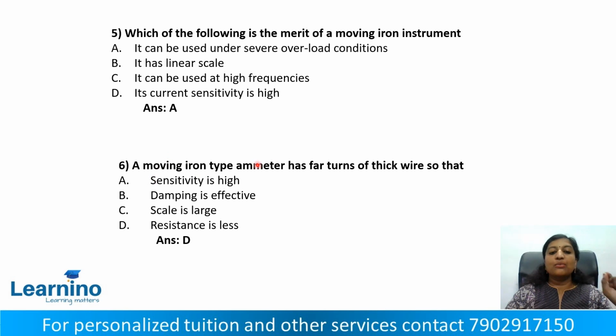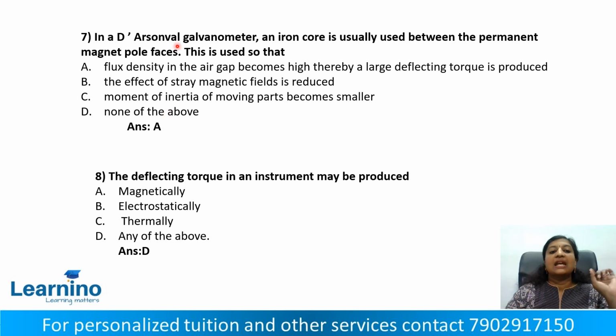Question number 6. A moving iron type ammeter has 4 turns of thick wire so that sensitivity will be high, damping is effective, scale is large, and resistance is less. So a moving iron type ammeter has 4 turns of thick wire so that its resistance is less.